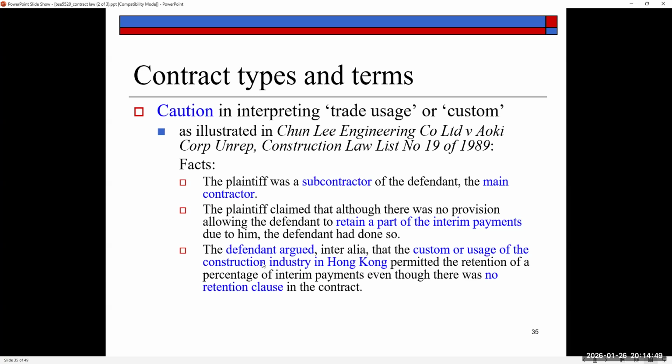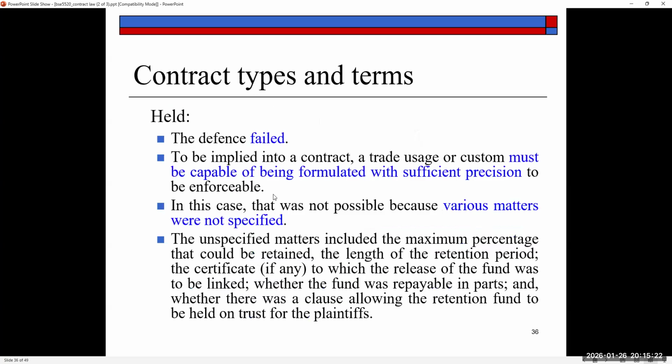The defendant, Aoki, argued that this is a custom or usage of the construction industry in Hong Kong, even though there was no retention clause in the contract. That means even though the contract doesn't mention that the contractor can retain a certain sum of money, not paying the subcontractor, Aoki said that this is a common practice. This is a custom. Can it be done? It was held that the defense from the main contractor failed. Why?